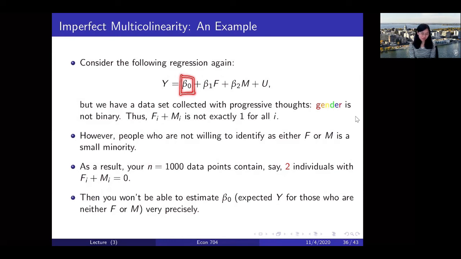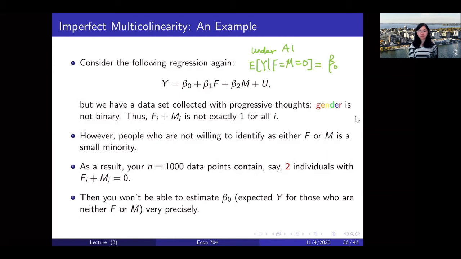Why beta 0? The reason is beta 0 is the expected Y for those who are neither female nor male. So beta 0 is the expected Y. Under the first assumption, that E[U given F and M, given gender] equals 0, so under A1, E[Y given that the person is non-binary, not female or male] equals beta 0.